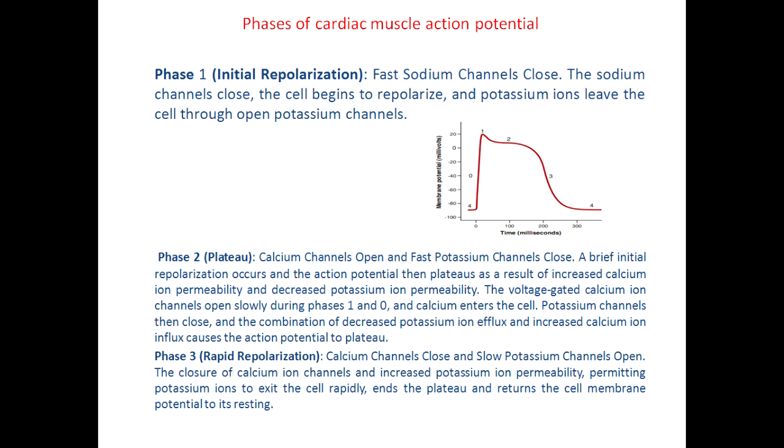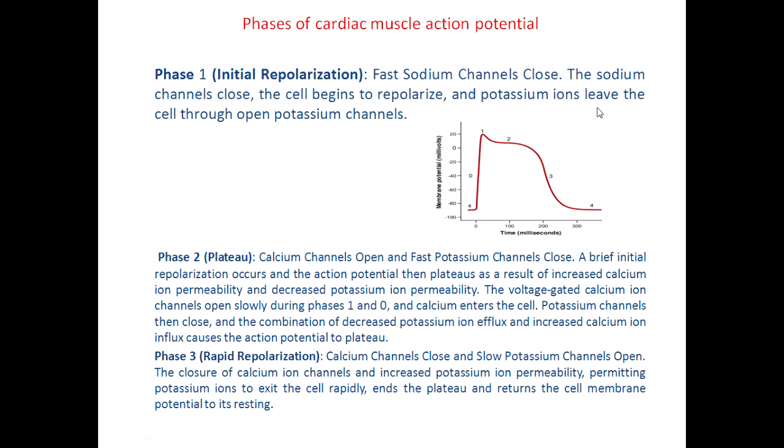What is initial repolarization? Here you can see how it occurs. This occurs due to fast sodium channels closing. The sodium channels close, the cell begins to repolarize, and the potassium ions leave the cell through the potassium channels. So for initial repolarization to occur, the sodium ions should be retained in the cell, and the potassium ions should leave the cell through the channels. This part in the graph is called initial repolarization.